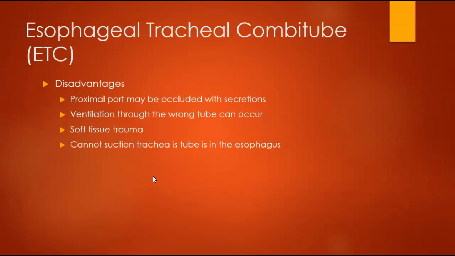Okay, so disadvantages. You can end up with the port of this combi tube becoming occluded with secretions. You have to understand how the combi tube is designed, so you make sure you're ventilating through the proper tube. Like I said, that's dual lumen, so there's 2 tubes. There's a very, very large balloon at the top of this, so that can cause some tissue trauma when you inflate that. You're not going to be able to suction the trachea because most likely this combi tube is going to end up in the esophagus.